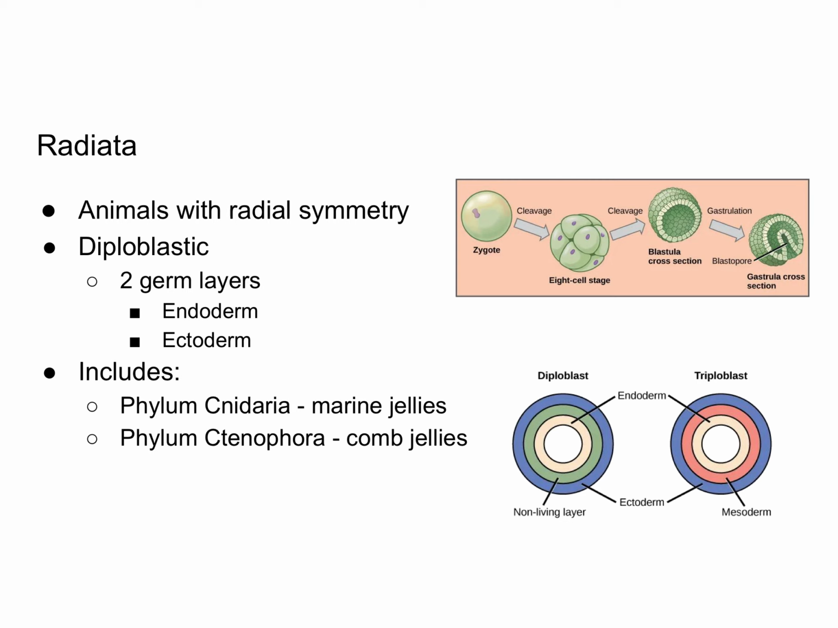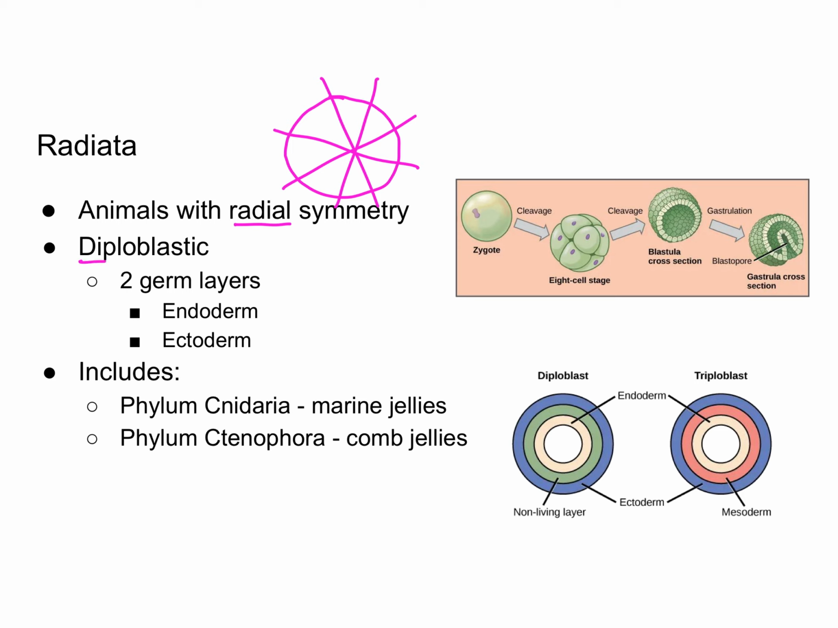So first, let's take a look at this classification of the radiata. These are all the organisms that have radial symmetry. And remember, radial symmetry just means that if the organism is like this, you can basically cut it almost like a cake into equal portions that are mirror images of each other.